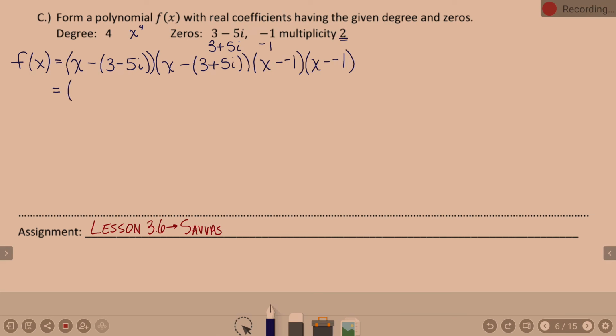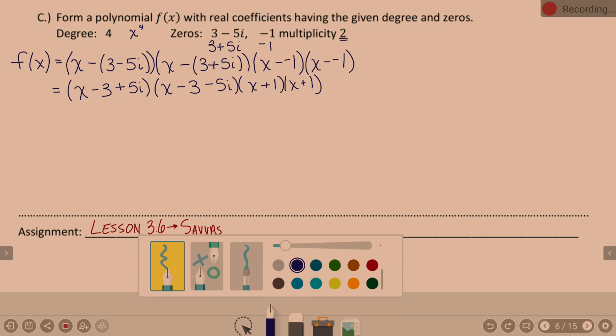In this next step, if it's x minus the quantity 3 minus 5i, that's what? X minus 3 plus 5i. If it's x minus the quantity 3 plus 5i, it's x minus 3 minus 5i. And then we have x plus 1 times x plus 1. You guys know we'd be following the same process, yes? Foil those two.